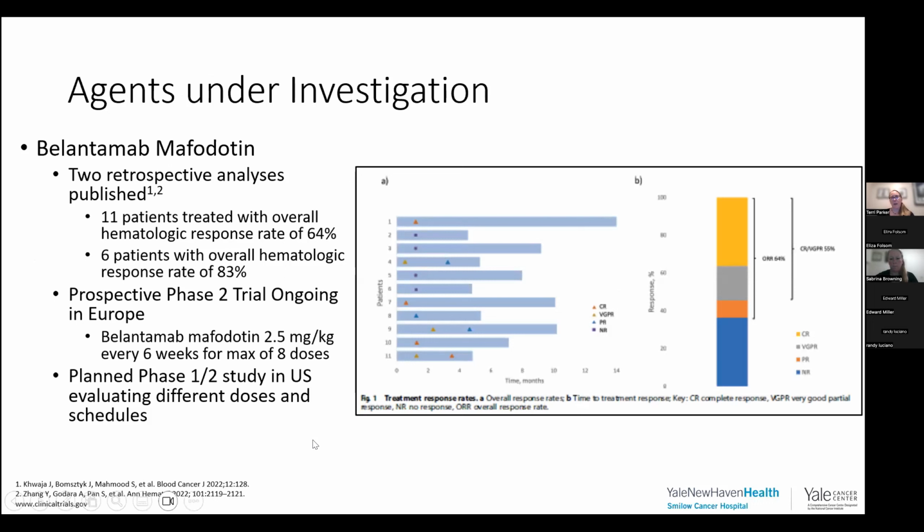The first is belantamab mafodotin, which is an antibody drug conjugate targeting the B-cell maturation antigen on the plasma cell. There have been 2 very small retrospective analyses published. The first, which is shown here, included 11 patients, and they had an overall hematological response rate of 64%. Another study only had 6 patients, but had a reported hematological response rate of 83%, which is encouraging. There's a prospective phase 2 trial ongoing in Europe looking at the drug given every 6 weeks for a maximum of 8 doses, and a planned phase 1-2 study here in the United States will evaluate different doses and different schedules of the drug.